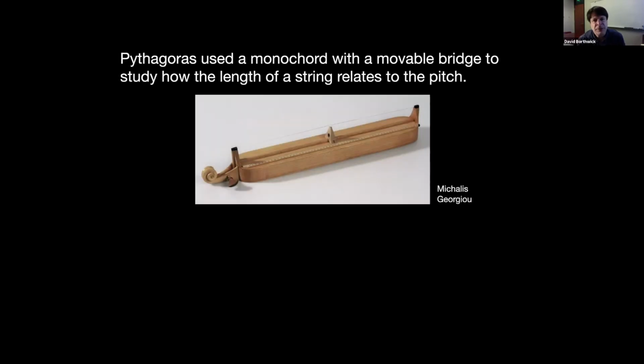So what Pythagoras was doing was studying the relationship between the length of a string and the pitch of its sound. And to do that, he used an instrument that looks like this. This is a modern reproduction, but it's called a monochord. It has a single string and a movable bridge. So you can fix the tension. So the tension on the two sides of the bridge is the same, but you get two different notes depending on where you put the bridge and what the lengths are on either side.